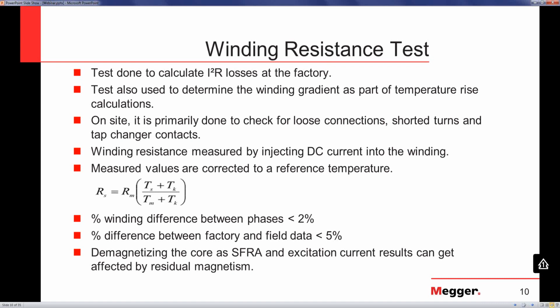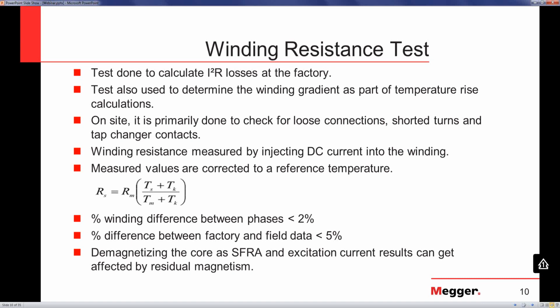So the WTI gauges that you have, the conventional ones, they measure the oil temperature, and the gradient is added to the reading so that the gauge displays the winding temperature. On site, this test is primarily done to check for loose connections, shorted turns, and tap changer contacts. Winding resistance is measured by injecting DC current into the winding.